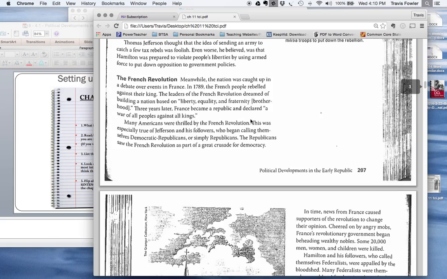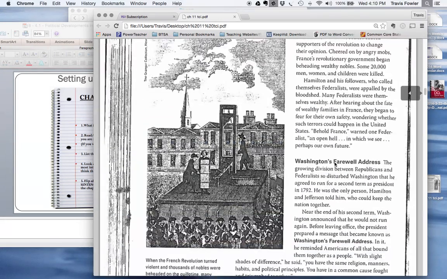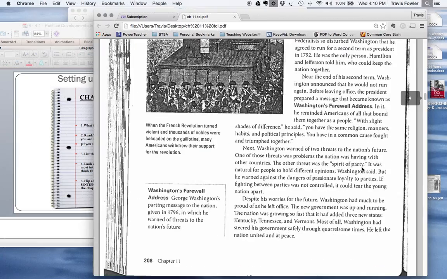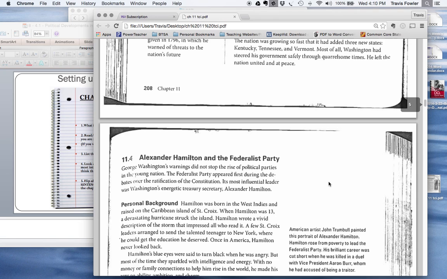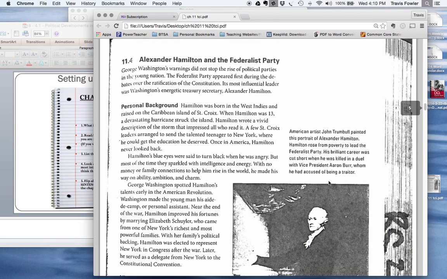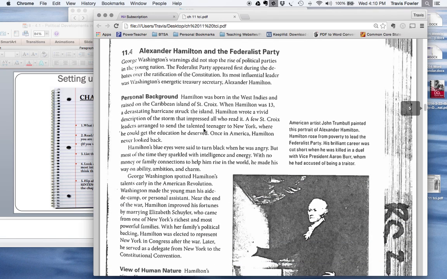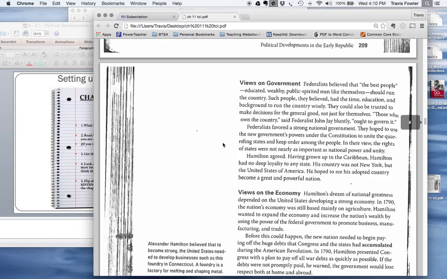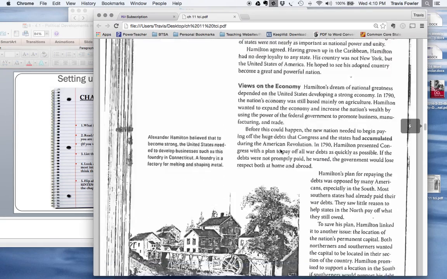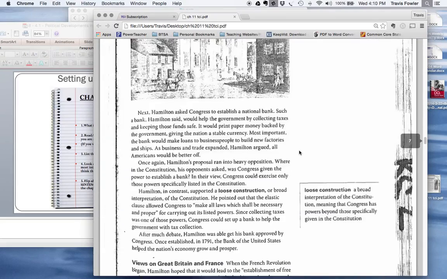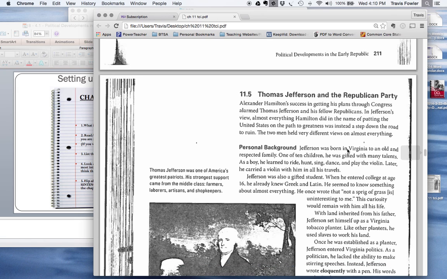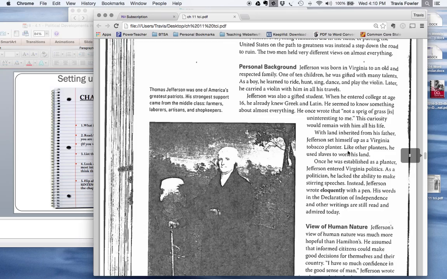Okay, we are going to talk about the French Revolution. We are going to talk about Washington's farewell address. That's one of the vocab words. We're going to talk about the Federalist Party. Remember the headings. Okay, the headings are not these little inserts here, right? But the headings are just the ones by the numbers. So Chapter 11, Section 5, this is a heading here. Talk about Jefferson and the Republicans.